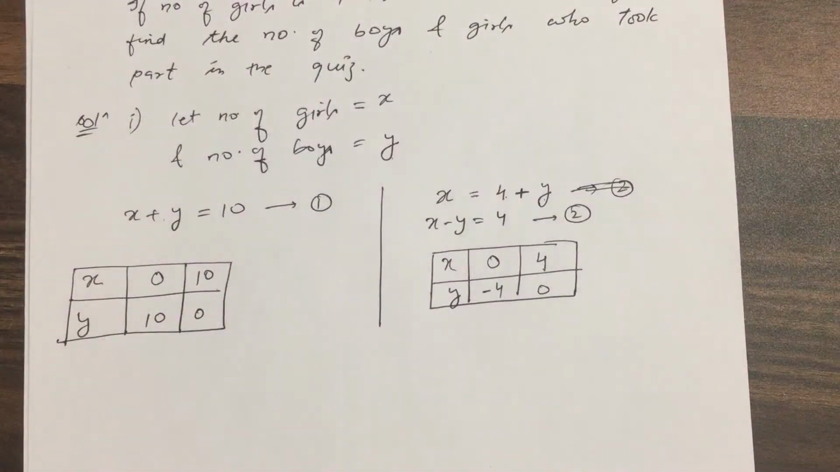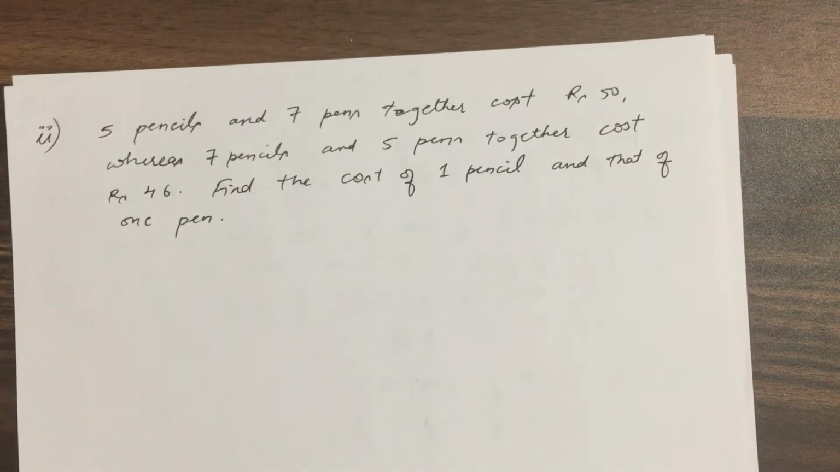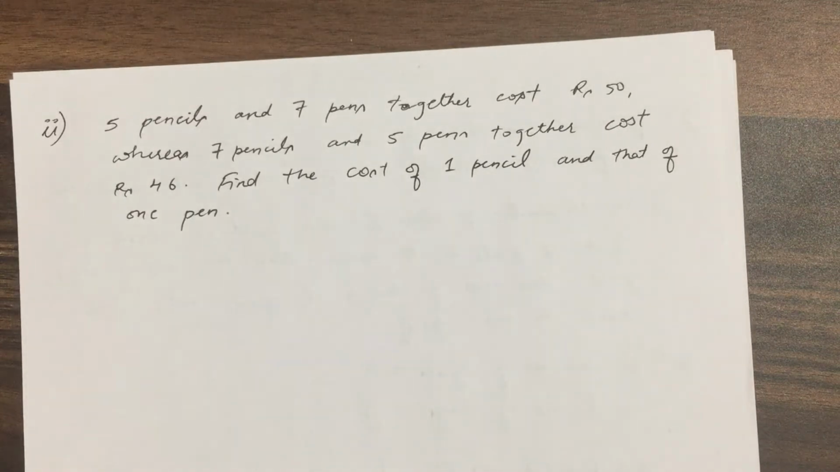Now come to the second part. 5 pencils and 7 pens together cost rupees 50, whereas 7 pencils and 5 pens together cost rupees 46. Find the cost of one pencil and that of one pen.